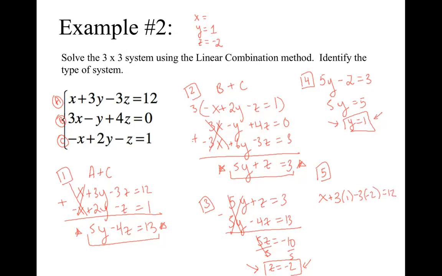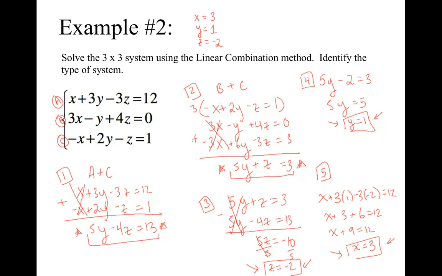You can choose to do a different one. If you thought C looked nicer to do because it was smaller numbers, that's fine, right? Because realistically, we shouldn't be using a calculator right now. X plus 9 equals 12, so x equals 12 minus 9 gives us 3. So I got my x, my y, and my z.